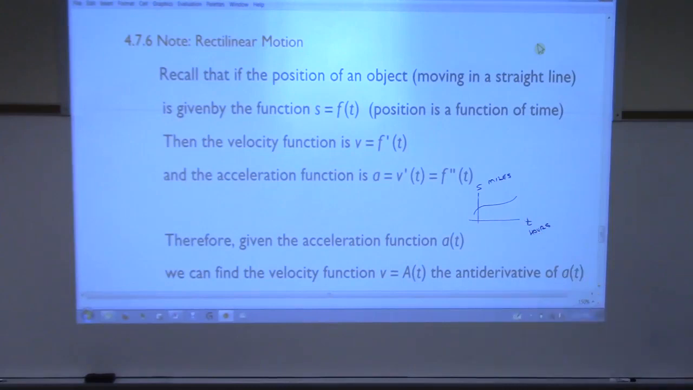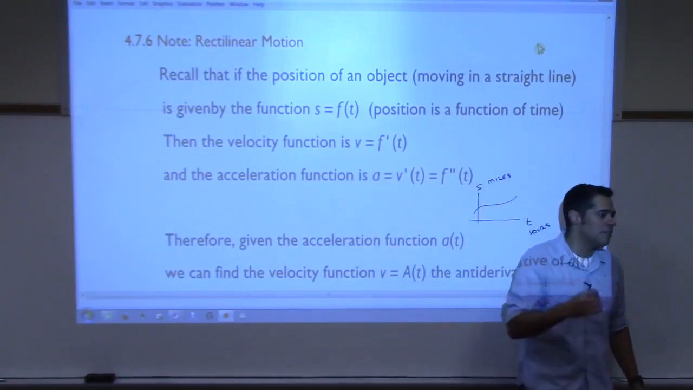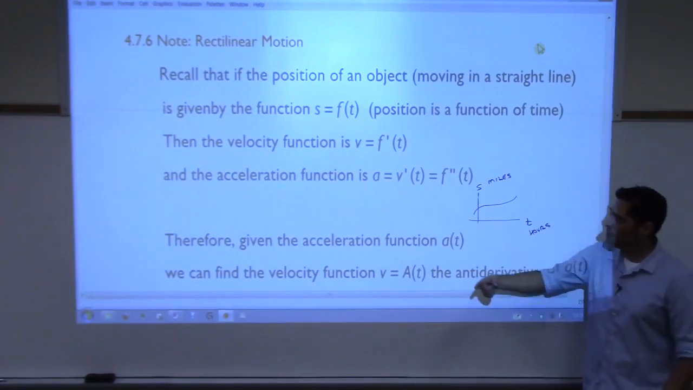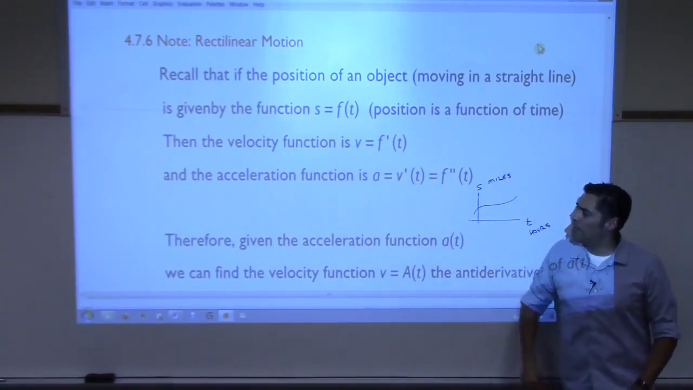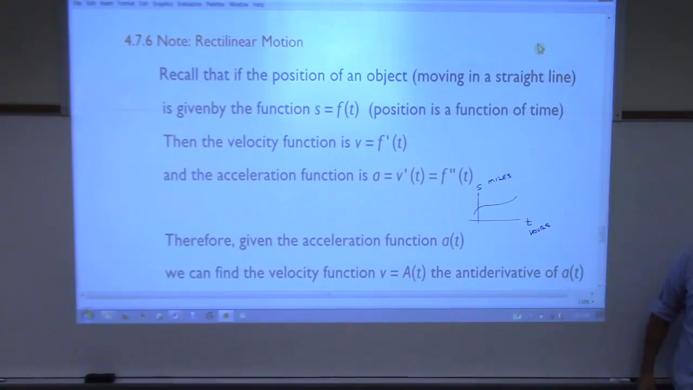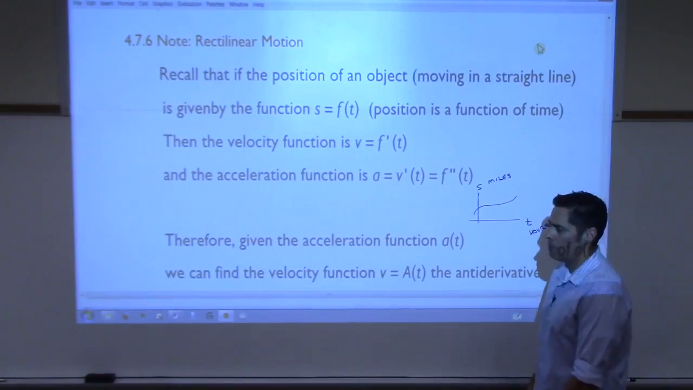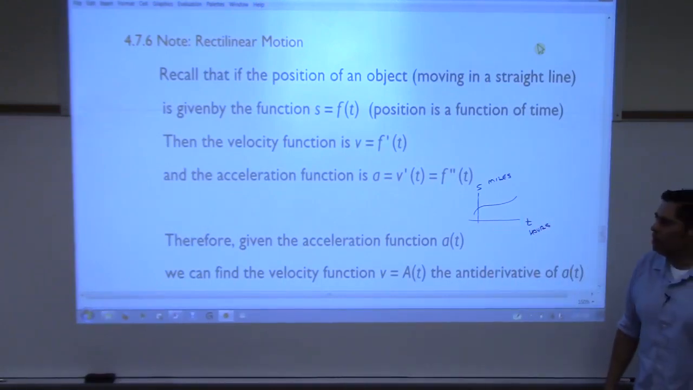If we take the derivative of that, we get a new function, right? And that new function would be the velocity function. And it would tell us the speed of the object at every point in time. And if we took the derivative again, the second derivative of this original function, that would be the acceleration function. And that would tell us the acceleration at every point in time. That sound familiar to you? No? Okay.